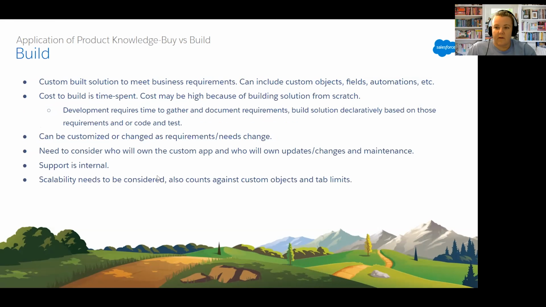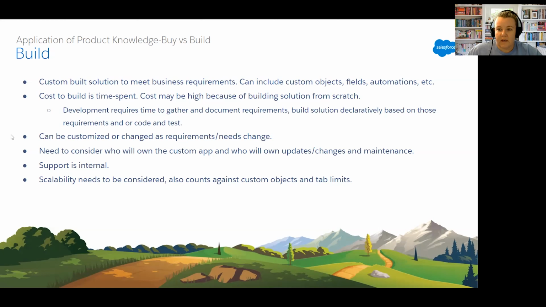And then on the other side, we have build. So this is a custom built solution to meet your business requirements. So this is you going in and building custom objects, fields, automations, tabs, that type of thing. The cost here is going to be your time spent, and it can be a higher cost if you are building it from scratch. You are taking the time to gather and document the requirements, build the solution declaratively based on those requirements, or having a developer build some code, and testing it.